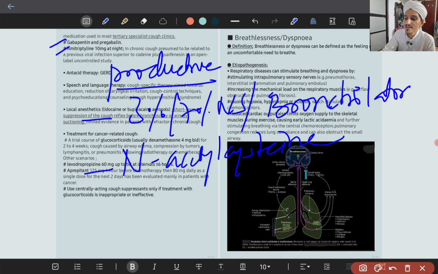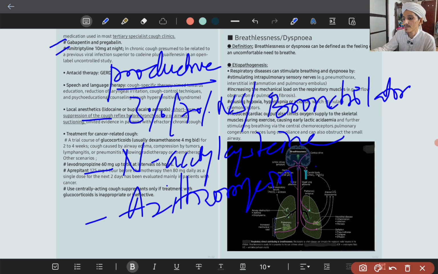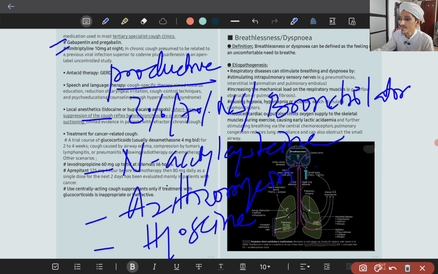And for specific patients, like severe COPD patients with recurrent exacerbations, you will give low dose azithromycin for 6 to 12 months, monitoring the side effects. Okay, this is about productive cough. In palliative care, you will give hyoscine to decrease the secretions in palliative cases.